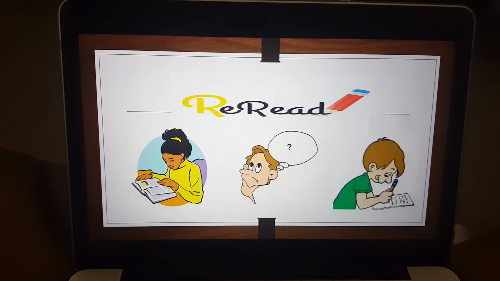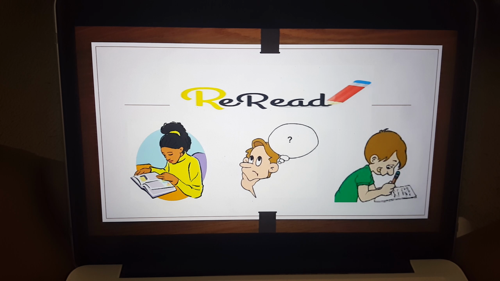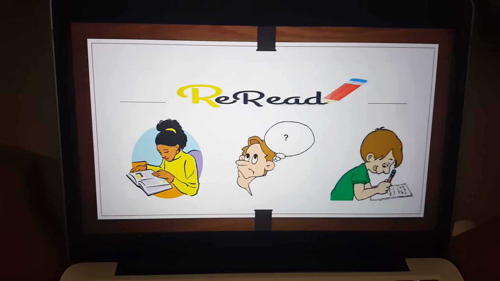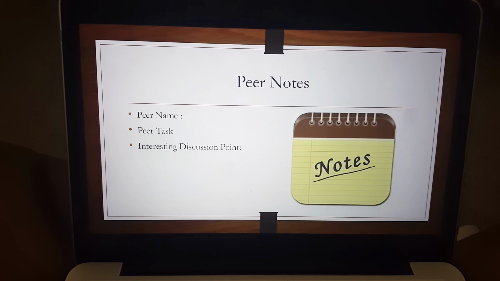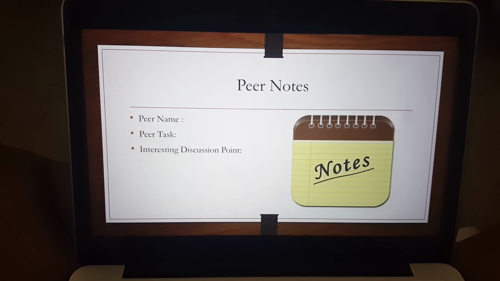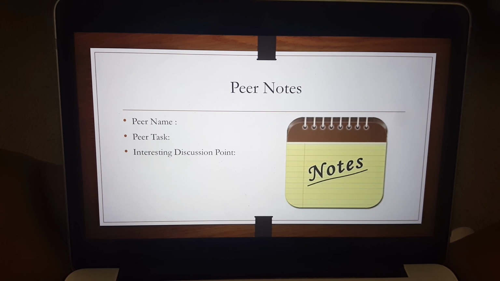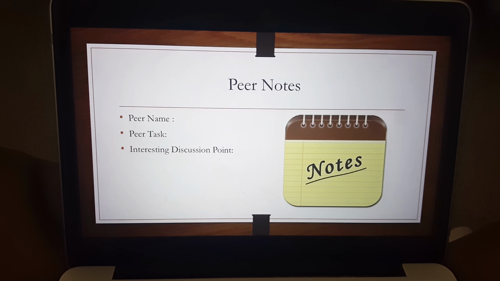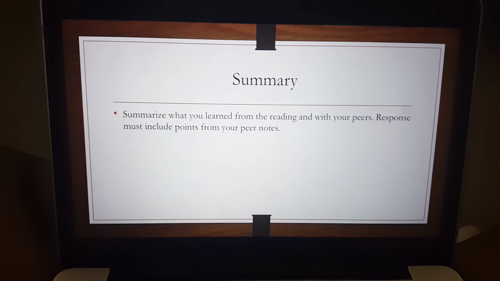And then I give them a chance to reread it and find it. This is the point where they think about it and they're just doing the task independently. Once they complete the task, they start discussing as a whole group, and this is where they take notes. And I make sure the notes indicate their peer's name, their peer's task, and interesting discussion points.